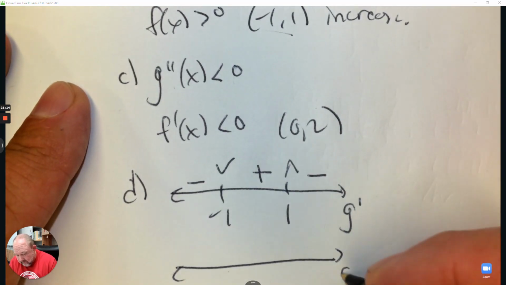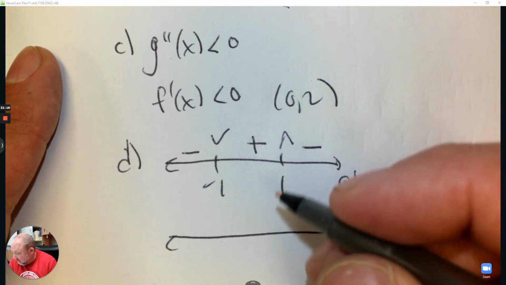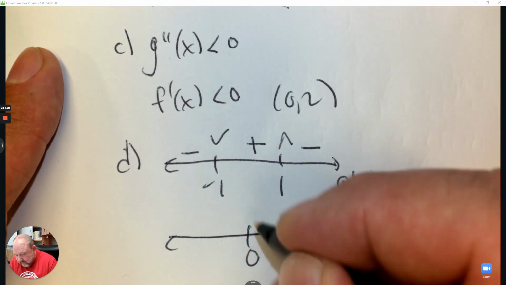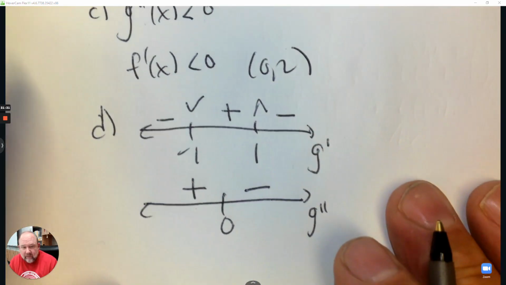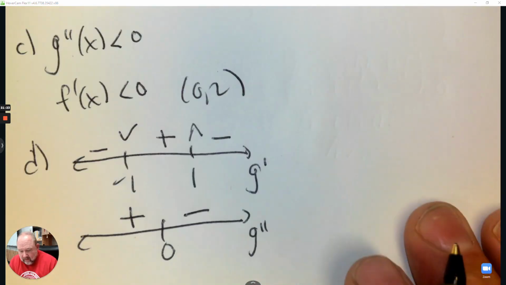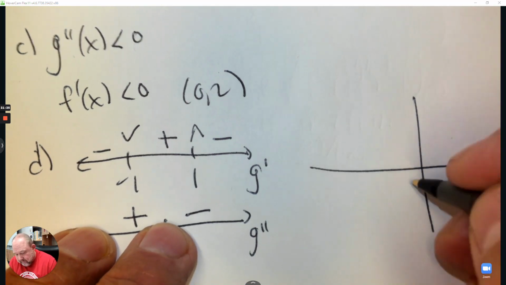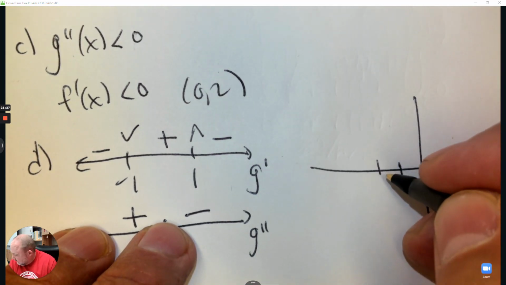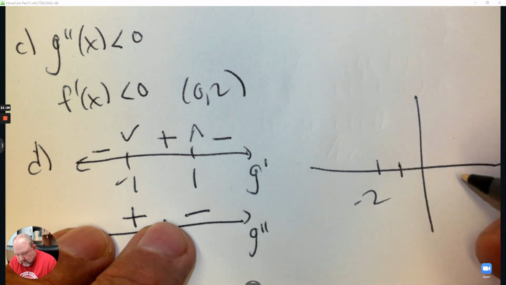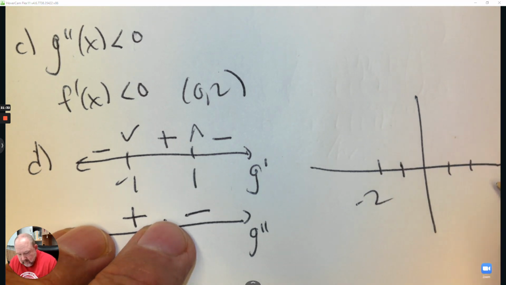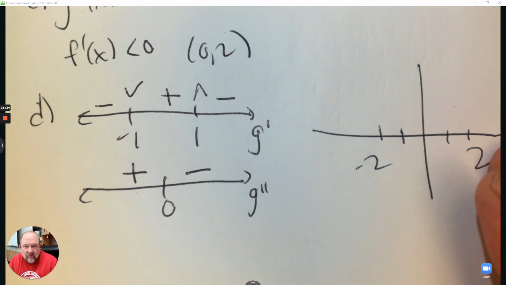For the second derivative, we have a turning point, or it's undefined at 0. And so it increases and then decreases. So that's concave up and concave down. So we don't have a starting point, right? So just from -2 to +2.